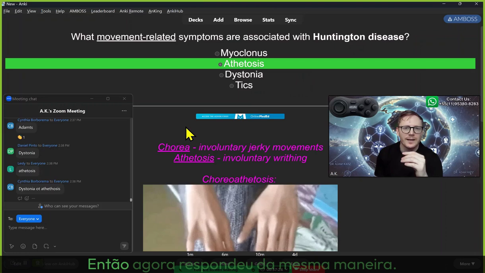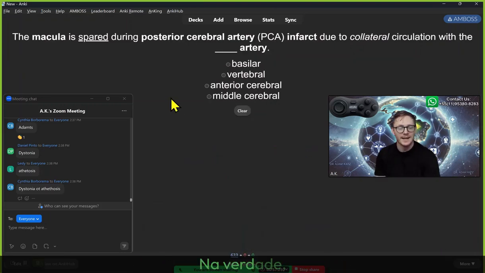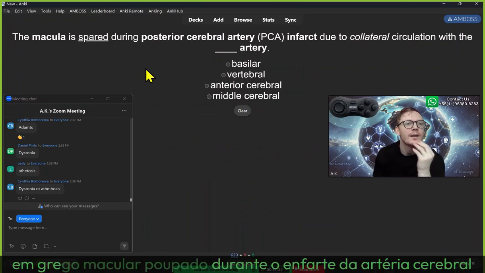So now you answer it the same way. So you got chorea and athetosis. Chorea looks more like dancing. In fact, chorea means dancing in Greek.